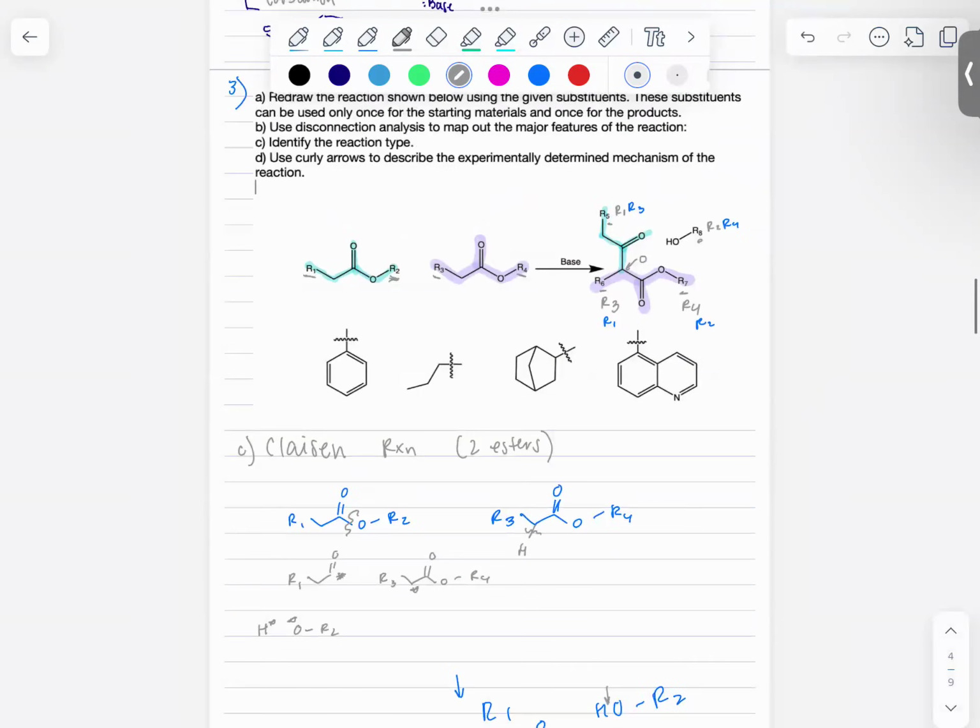So that is disconnection analysis and curly arrow for Claisen reactions. Are there questions on that? Okay.